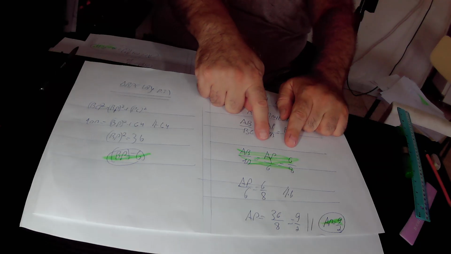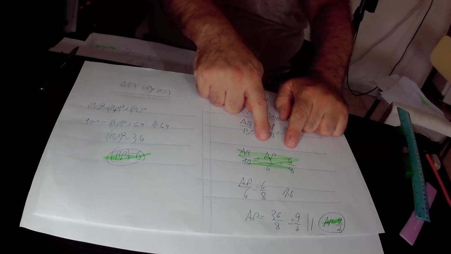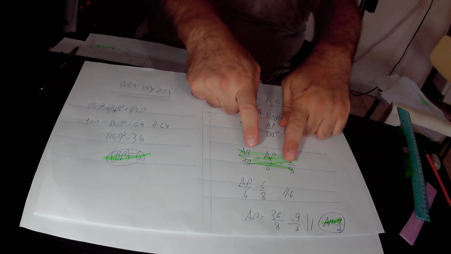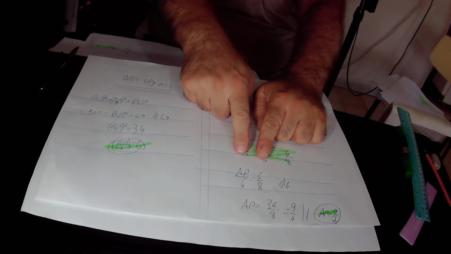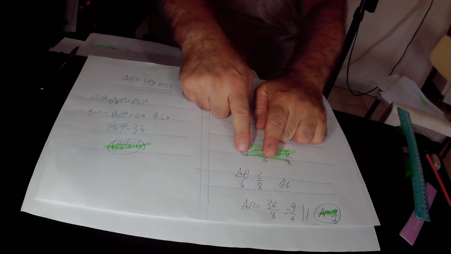Those two expressions are equal to each other, so we get the first equation. According to the first equation, AP over 6 equals 6/8. Multiplying this equation by 6, we find that AP equals 6 times 6, which is 36/8.